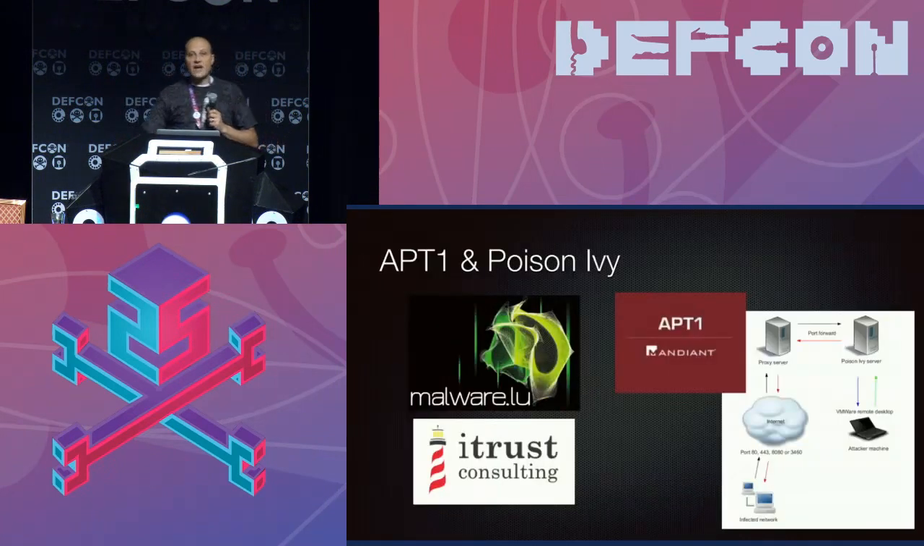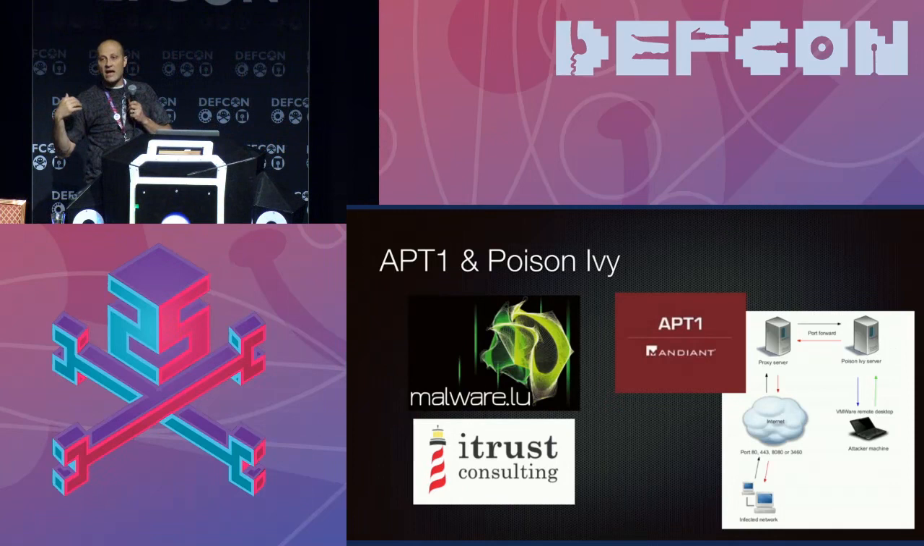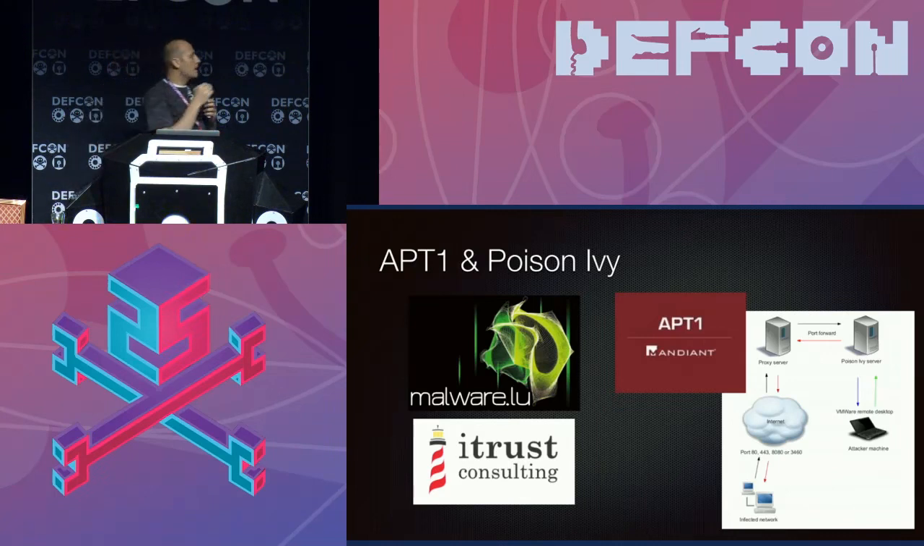And interestingly enough, after the Mandiant APT1 report, the Malware LU guys noticed that the APT1 group was using the Poison Ivy server, so they used this exploit to hack back into their infrastructure. They documented the whole thing and published it. This is one of the rare cases where we have somebody doing a hack back for attribution or for monitoring purposes, and it really shows how successful it can be.